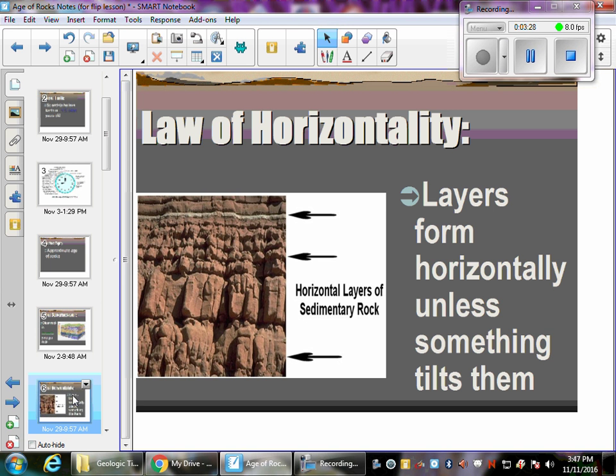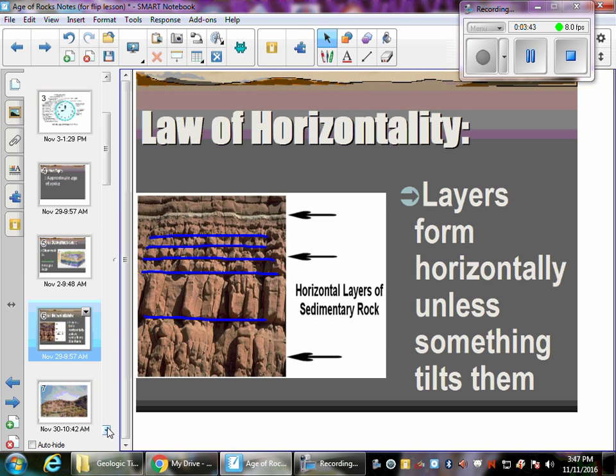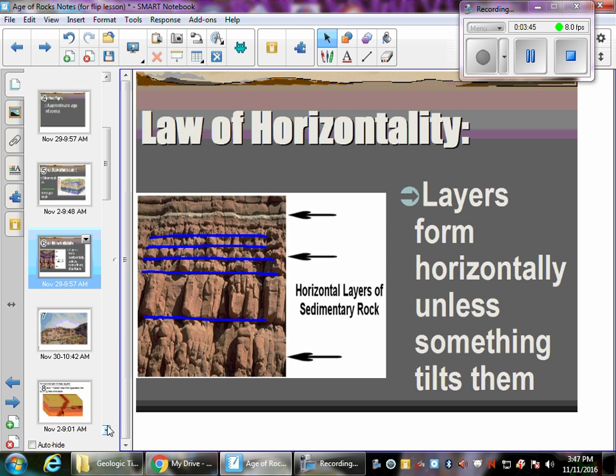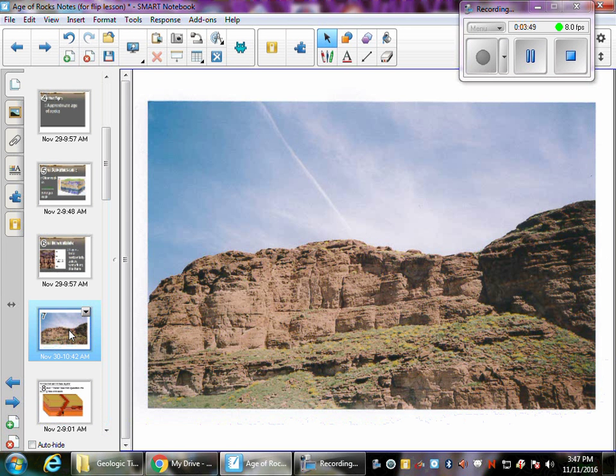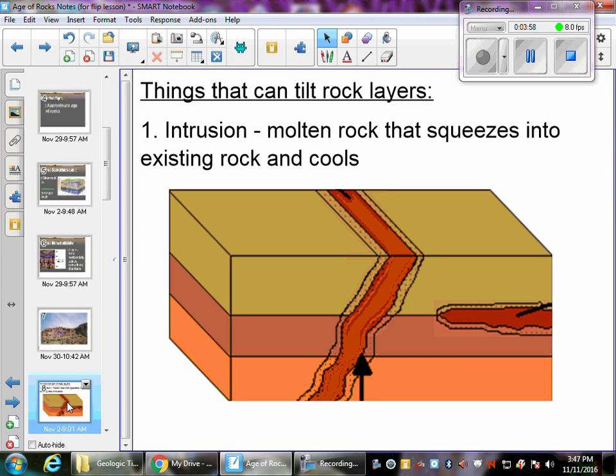So if you look at the picture shown here, you can see these even or horizontal lines or layers showing you how those layers of rock are formed. Now this law says that it's going to stay that way unless there's something to tilt them. So if we look here, we've got this picture taken, and you can clearly see some different horizontal rock layers as you look at it. But there are two things that can tilt rock layers.